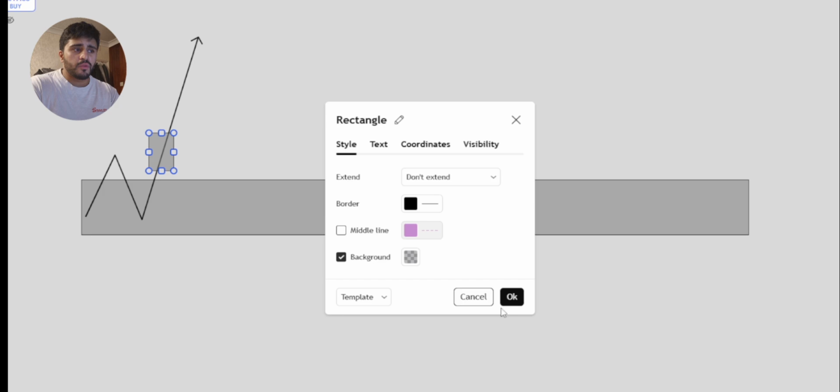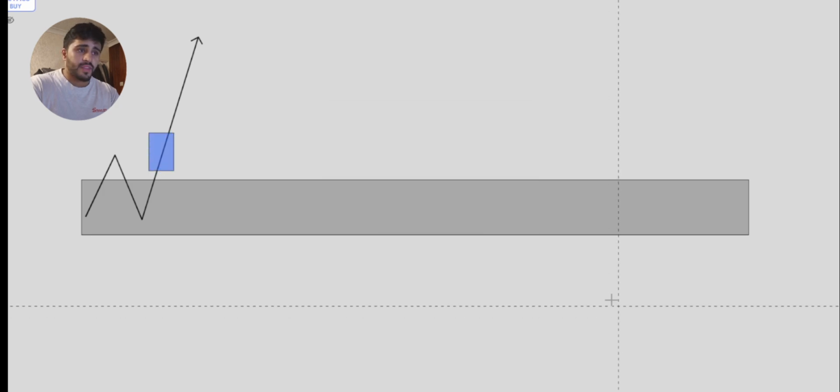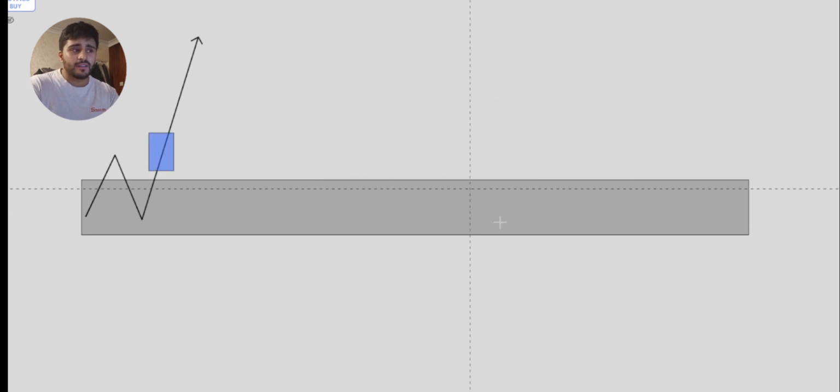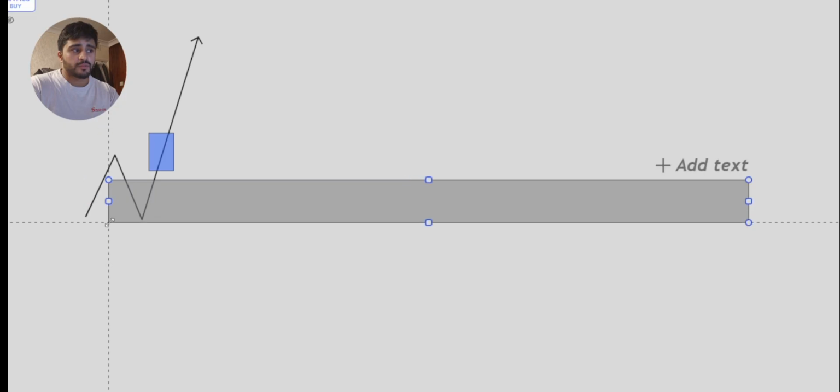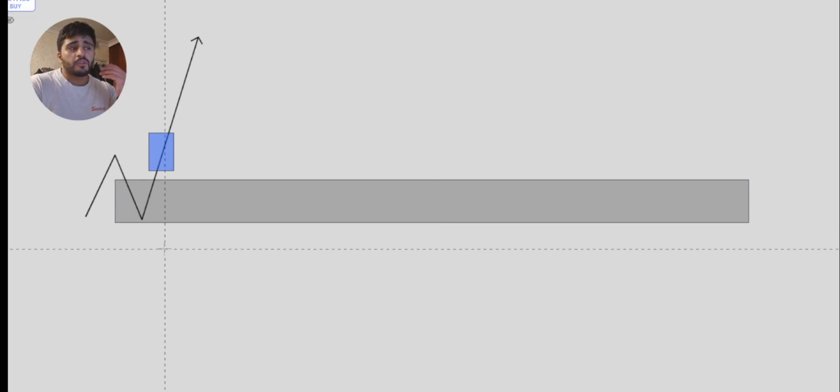So in blue, I'm going to look for an imbalance. And this is my key level, right? So my key level is derived from a fair value gap. So I just choose the last candle before the fair value gap.